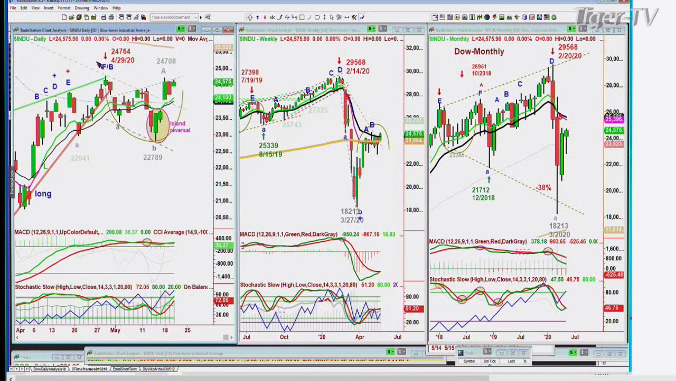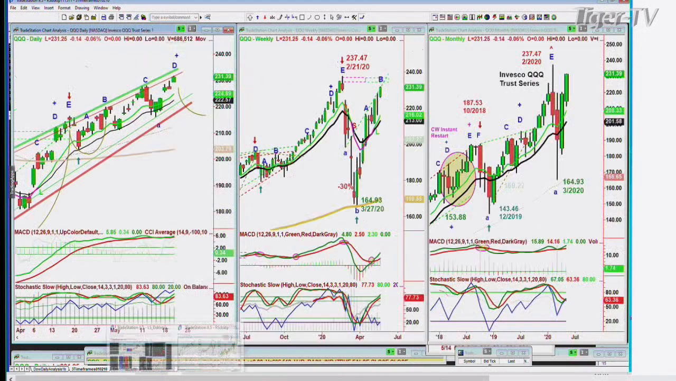But if we stall here in this consolidation, and we've been in a consolidation since mid-April. Yes, we've gone higher, but yes, we've gone lower. If you think of a median point right here in the middle, around 23,900 in the Dow, that's where we are. Let's look at the E-mini. Look at the QQQ, the Nasdaq 100, trading down 16 cents at 231.23.